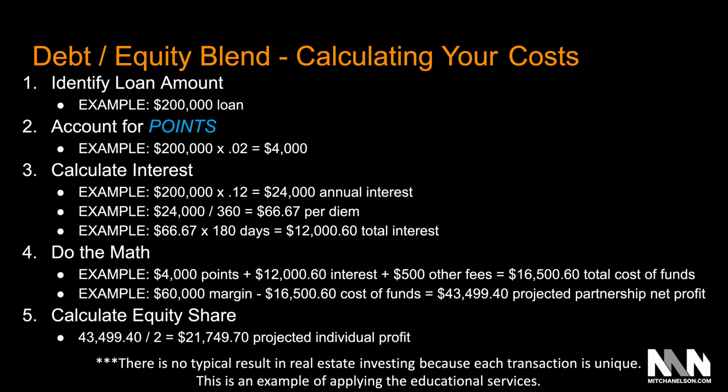So if we have a $60,000 margin, and again, our margin is calculated based on all of our costs, not including money. So take your after repair value and minus all of your costs, the cost of purchasing the property, fixing it up, your utilities, your closing costs, all of those things, agents if applicable. If we're left with a $60,000 margin, we subtract our $16,500.60, which is our cost of funds. That equals a $43,499.40 projected partnership net profit.